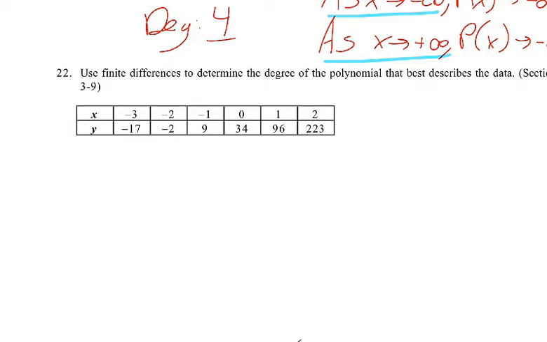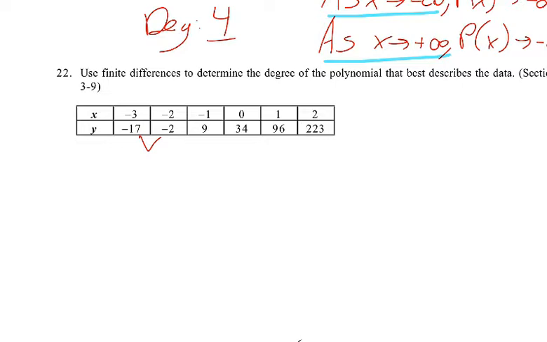Number 22 says use the finite differences to determine the degree of the polynomial that best describes this data. So what you need to do, finite differences means you're comparing your y values. As long as your x's are evenly spaced, which they are, you'll notice it goes up by 1, up by 1, up by 1, up by 1. As long as your x's are evenly spaced, you just compare the y values.